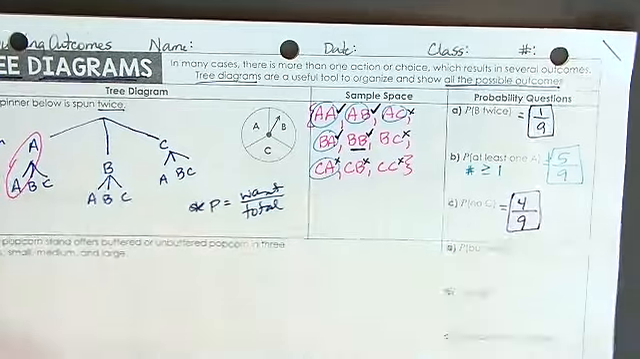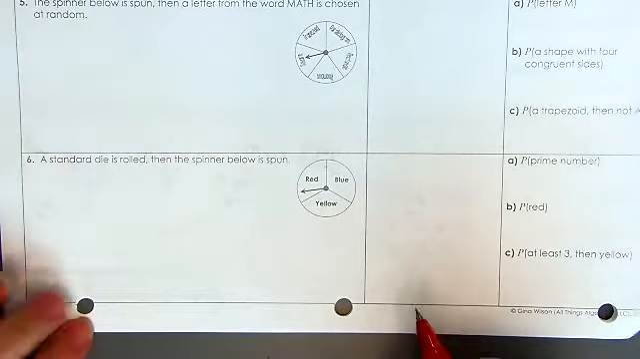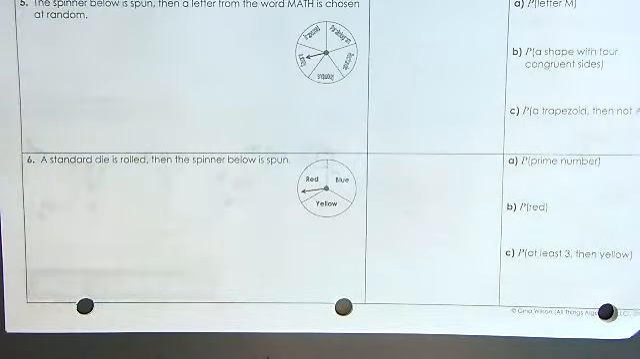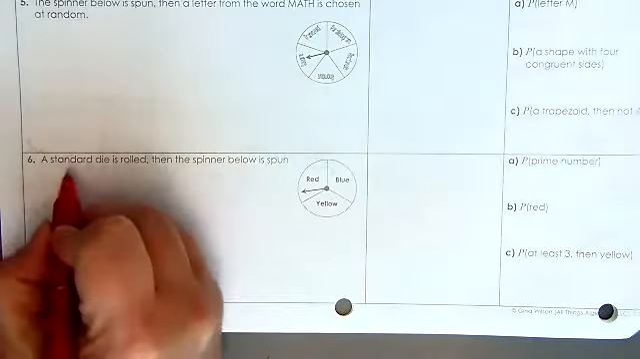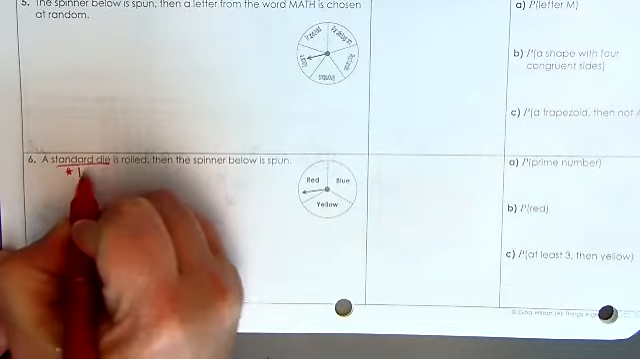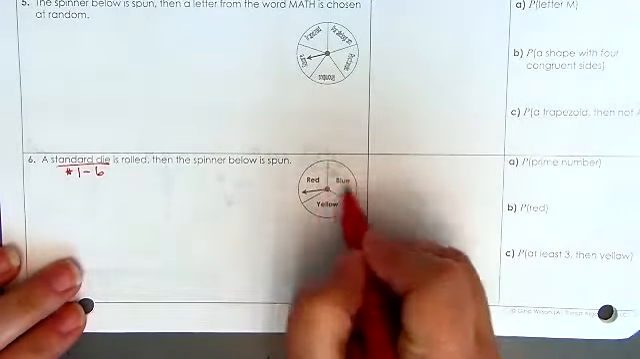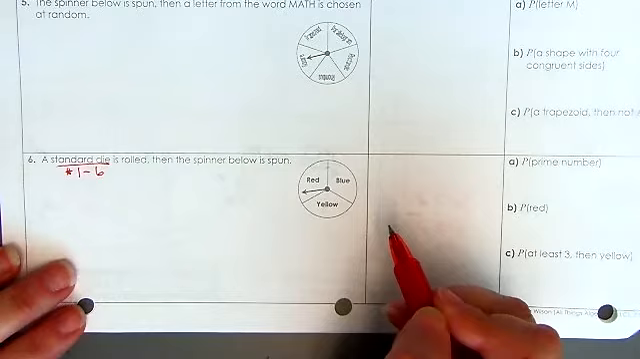Okay, let's look at another example. We're going to flip over to the back of this page, and we're going to look at number 6. So we have a standard die, it is rolled, then the spinner below is spun. For a standard die, what we need to remember is it's numbered 1 through 6. And the spinner has 3 sections that are red, blue, and yellow.